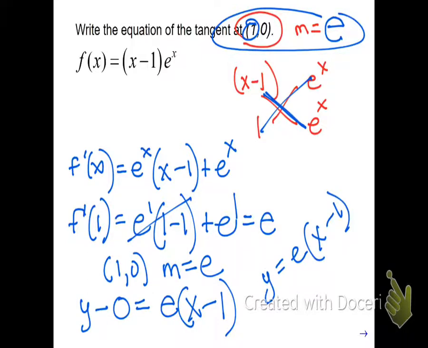Get used to the e's, get used to pi, get used to natural log. They love all that stuff on the AP exam. Okay, so that's the product rule, multiplying when you have two functions, two different things that have x's in them. Okay, next we're going to learn the quotient rule. Go figure.